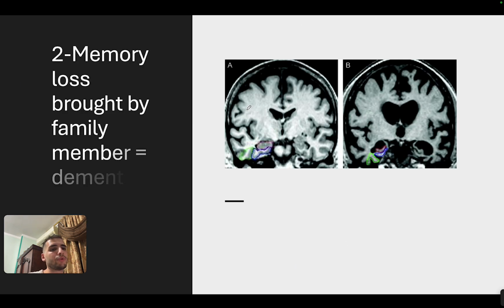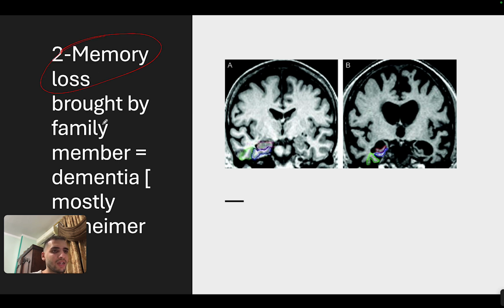The next concept we have is that if a person is having memory loss and is brought by a family member, then probably this memory loss is a genuine dementia, because sometimes people think they are losing memory and it's just normal aging. If it's just normal aging, then the patient wouldn't be brought by a family member. They will just come to you and tell you, I have a memory issue. Now, the most common cause of dementia is Alzheimer.